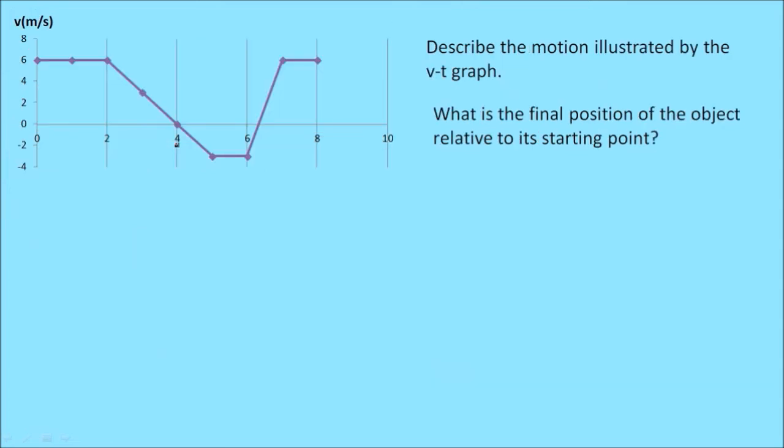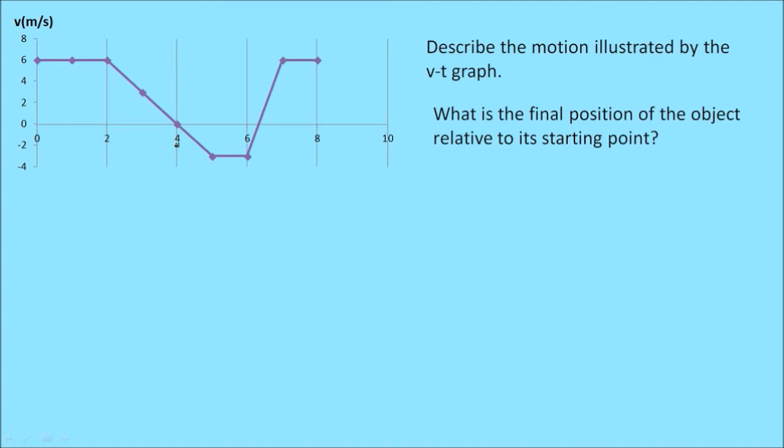Oh, that one's tricky, but this is pretty typical of an AP exam kind of question. Describe the motion illustrated by this velocity time graph, and what is the final position of the object relative to its starting point? Pause the video, take some time, and see if you can work your way through that.